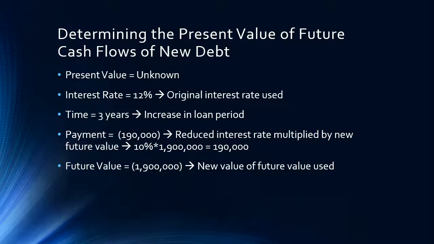That's the reduced interest rate multiplied by the new future value. The reduced interest rate is 10%. The new future value is $1,900,000. So 10% of $1,900,000 is $190,000, and that's the payment. The future value is $1,900,000, and therefore that is used. Again, that number is also a negative.